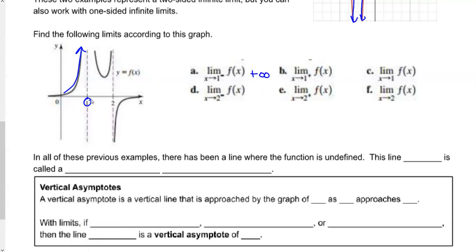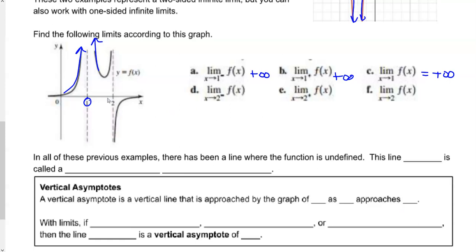What happens as I approach 1 from the right on my function? It comes down here and it goes up, up, up. So that also looks like it's plus infinity. Therefore, the limit from the right and the limit from the left are equal, making the two-sided limit a positive infinity. Let's turn our attention to x equaling 2.